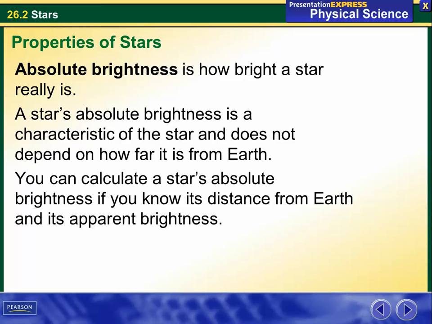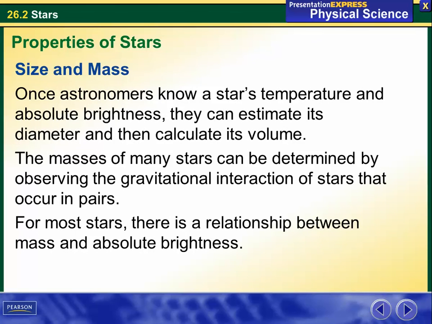You can, in fact, calculate a star's absolute brightness if you know its distance from Earth and its apparent brightness. So we can figure out, okay, it's this far away and this is its apparent brightness, so it actually is going to be generating an absolute brightness closer to this. Like I said, there are probably many more stars out there with an absolute brightness higher than the sun, but again, the apparent brightness is why the sun appears to be the brightest to us.